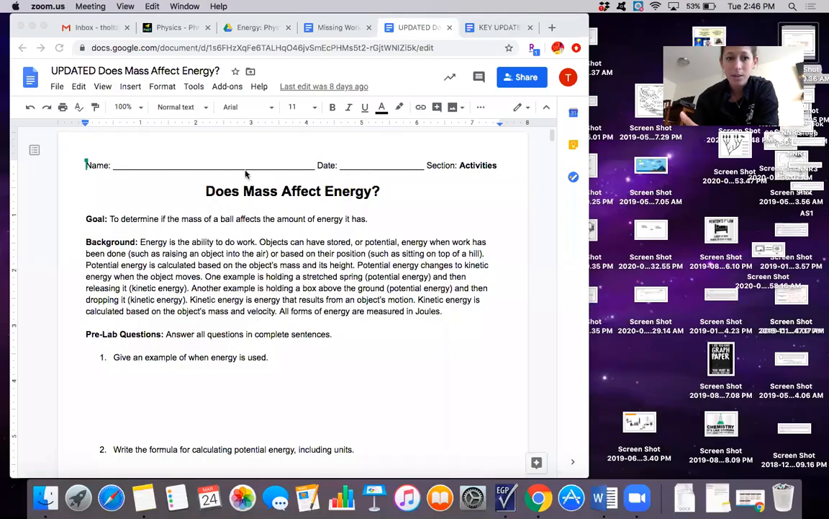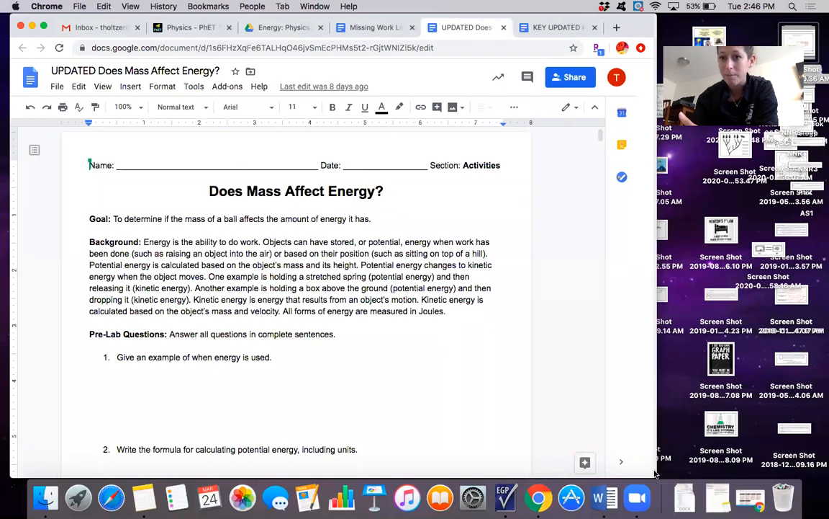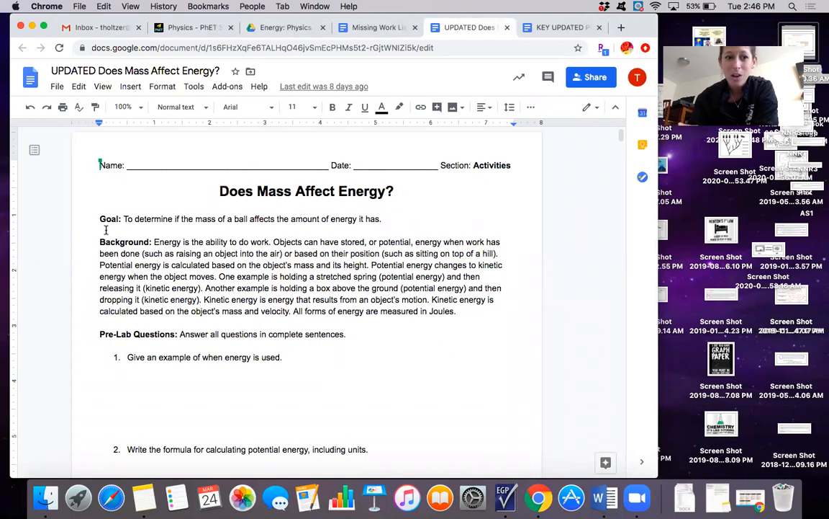Okay, so let me share my screen with you guys. So we are looking for the document in Schoology in your energy folder. It should be that top document. It's called Does Mass Affect Energy? So first, let's read through the goal: to determine if the mass of a ball affects the amount of energy it has. So the background: energy is the ability to do work.